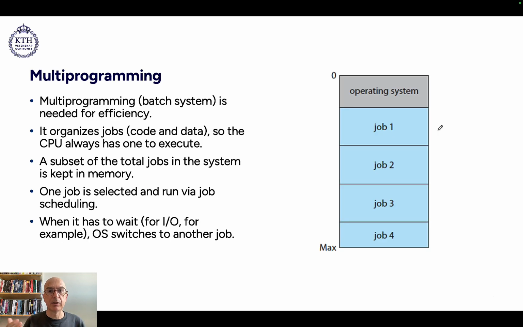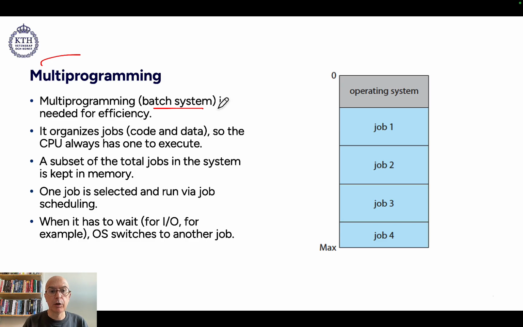A second important concept I want to discuss in this lecture is the concept of multi-programming or batching system. This is required for efficiency. We want to have multi-programming capabilities to provide efficient use of our hardware. Multi-programming organizes jobs that consist of code and data, so the CPU always has one to execute. This is needed for efficiency, so the CPU is not idling, but always has jobs to execute.